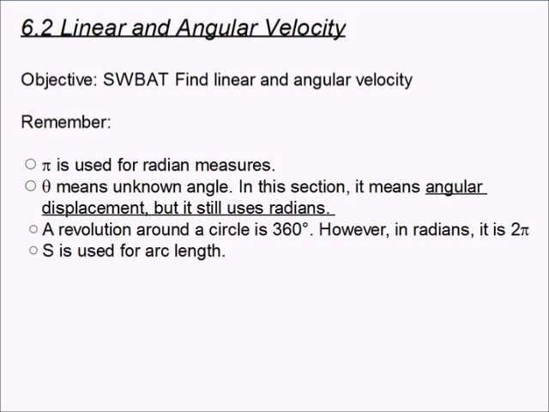Theta means unknown angle. In this section, it means angular displacement, but it will still use radians. A revolution around a circle is 360 degrees. However, we're talking about radians, so don't think 360 degrees, okay? We need to think of 2 pi. And S is used for arc length. So remember, S equals R theta. When we want to know arc length, or the piece of the circle, we need to use S.